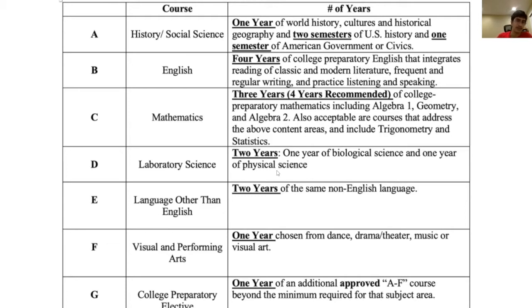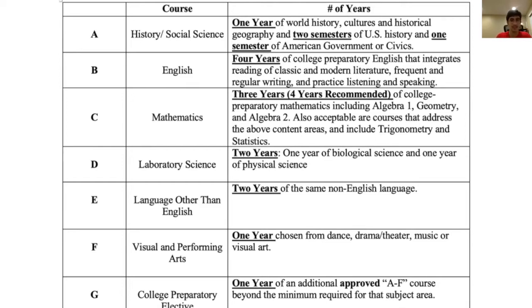Now, part D, laboratory science. So you need 2 years, 1 year of biological science and 1 year of physical science. So say you take bio and then physics, that would work for that. Or bio and chem, that should also work.